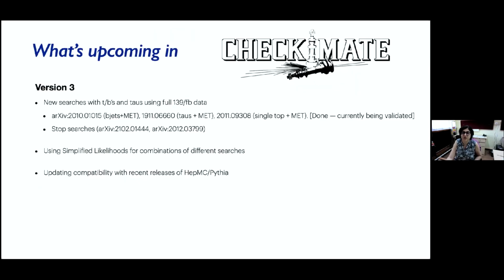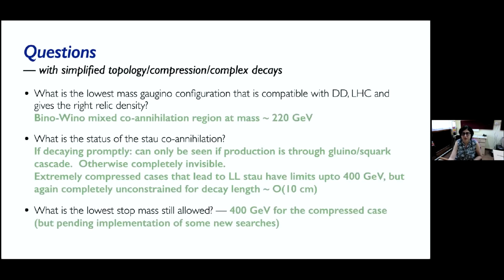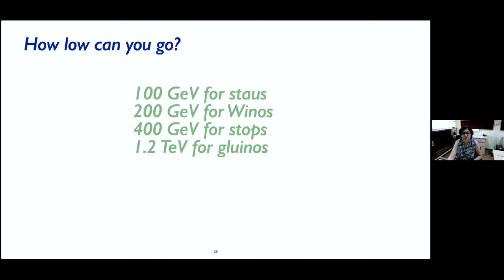We have a new version of CheckMATE that's coming out, which has an update of more Run 2 searches, especially stop searches. And the other thing that we're trying to do is to use simplified likelihoods to take care of the problem of having multiple decay modes where your signal might be distributed. And finally, of course, there are some code-related things that need to be cleaned up that will be done in version 3 as well. Okay, so this is basically my summary. These are answers to the questions that I asked. So I'll just stop here.